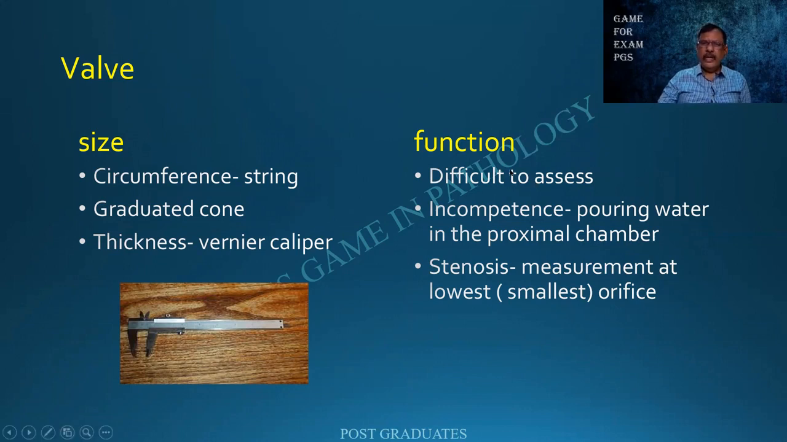Coming to the function of the heart, it is somewhat difficult to assess at autopsy because the patient is no more. Now I cannot say that this is the reason, but still Ludwig goes forward and says, if there is going to be an incompetence, you find that this can be diagnosed by pouring water. If it is incompetent, it will be going into the next chamber. And stenosis means you find that there will be a smallest area that has to be measured, which is the stenosis.